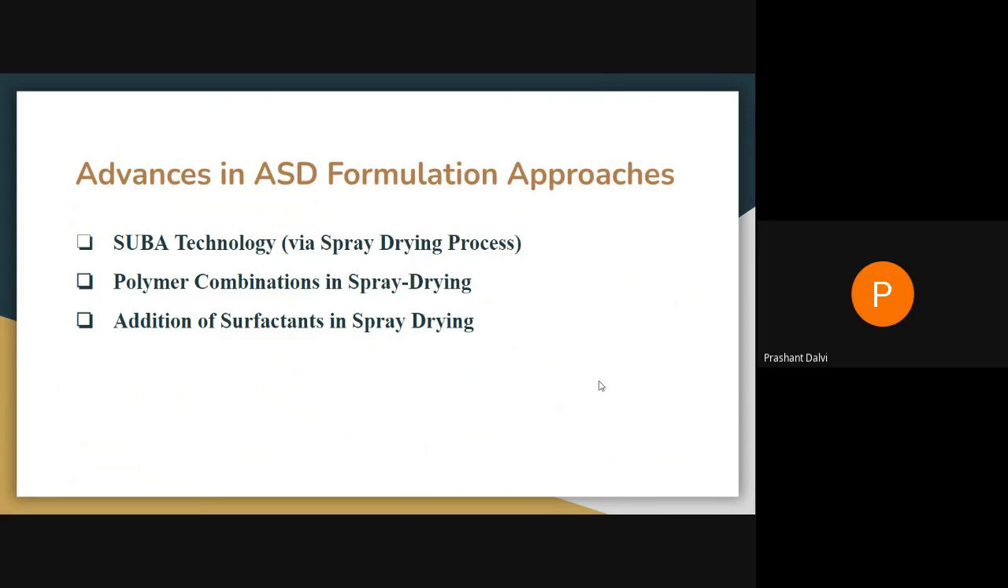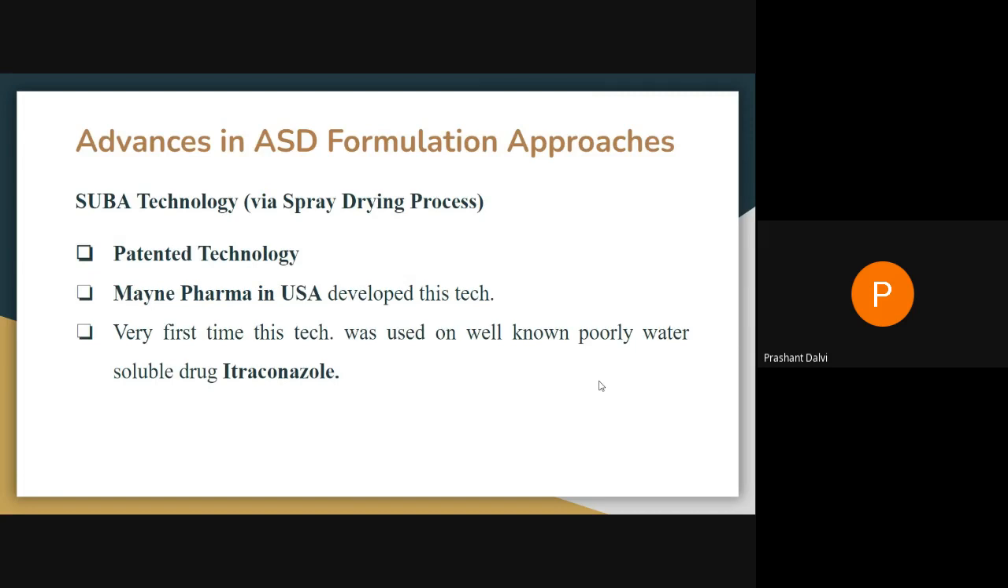Now, what are the different advances in spray drying techniques for the formulation of amorphous solid dispersion? First is the SUBA technique. Second is polymer combination in spray drying, and third is addition of surfactants in spray drying. These are some advances in amorphous solid dispersion formulations via spray drying. We will discuss all these techniques. The SUBA technique is one of the patented techniques of a US based pharma company.